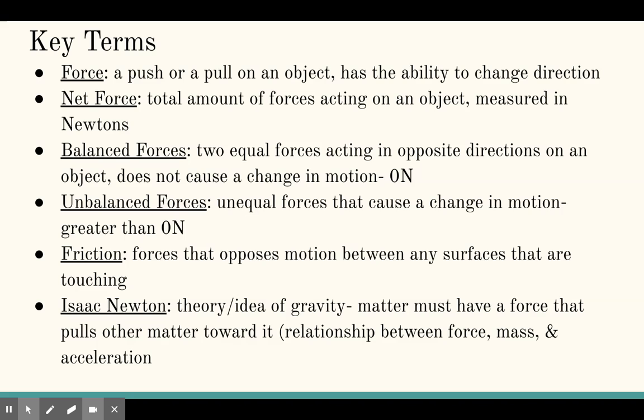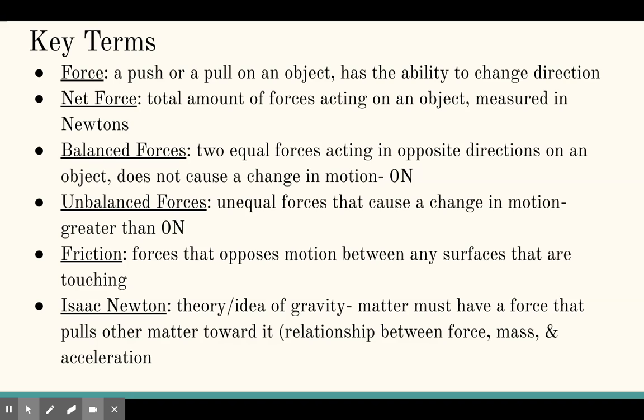If it is a balanced force, it is not going to cause a change in motion, and it's going to be 0 newtons. Unbalanced forces, these are unequal forces that cause a change in motion, and the net force is always greater than 0 newtons. Friction, this is a force that opposes motion between any surfaces that are touching, and it's going to make a sound like this. Okay, if I was pushing a box across the floor, if my car rolling, the tires rolling on the pavement, that is experiencing friction.